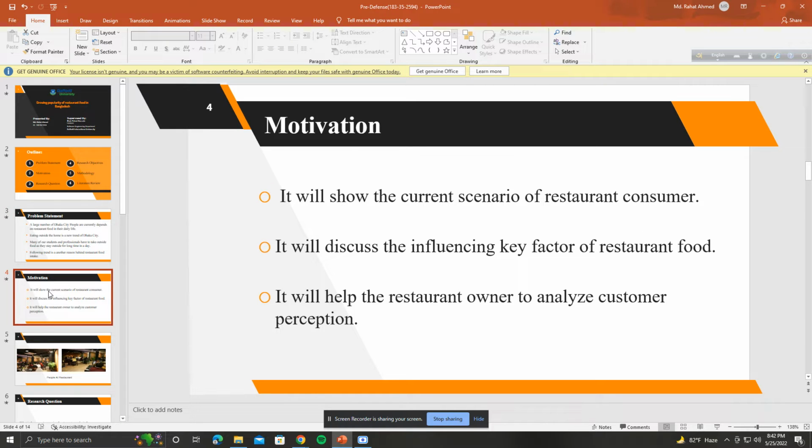Motivation. It will show the current scenario of restaurant consumers, and I will discuss the influencing key factors of restaurant food in my research. And I think my research paper will help the restaurant owner to analyze the customer perception.